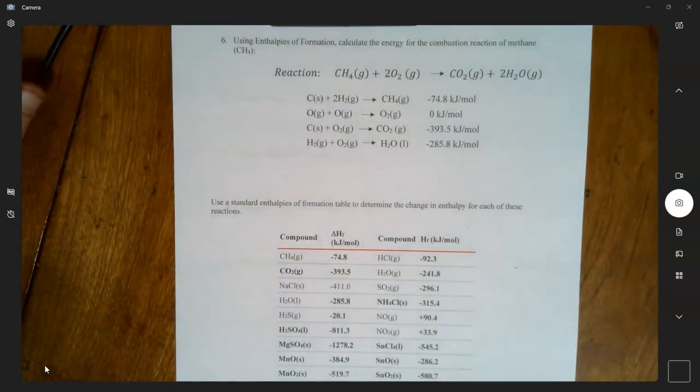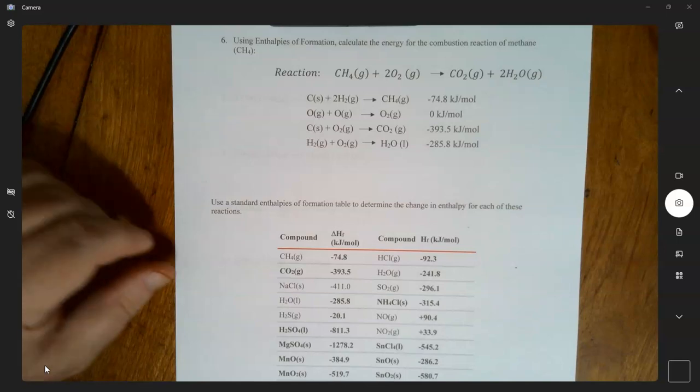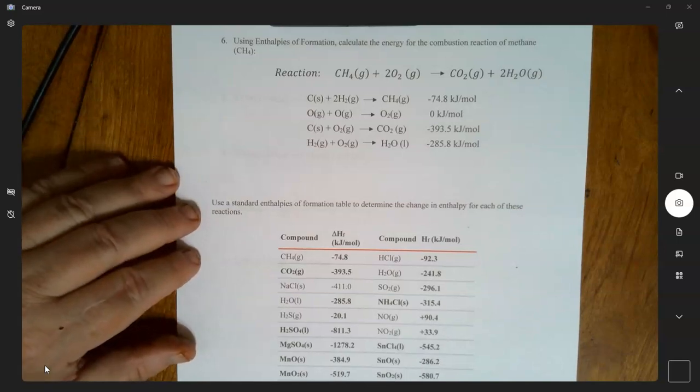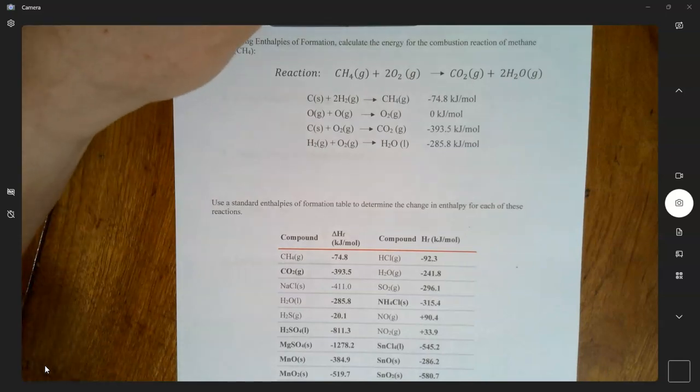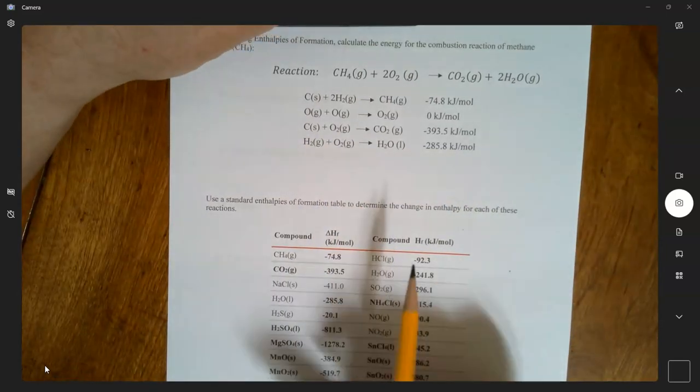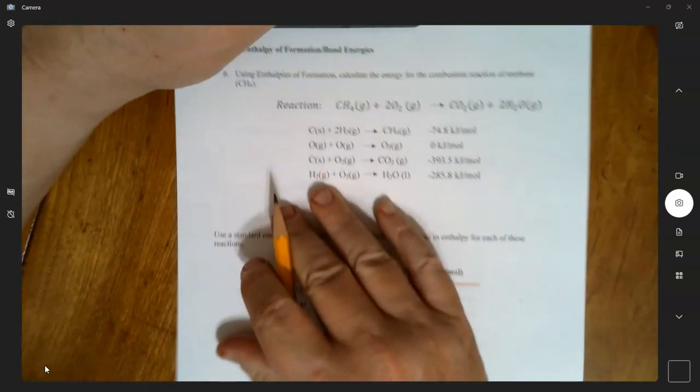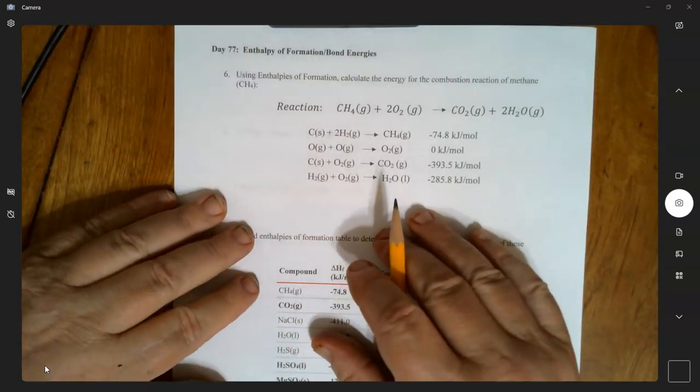Okay, so here we have enthalpies of formation. On the lecture video, which you should watch before you do this, there's a formula. So I'm going to write it here. I'm going to actually write it at the top because I need a little space down here to do this.